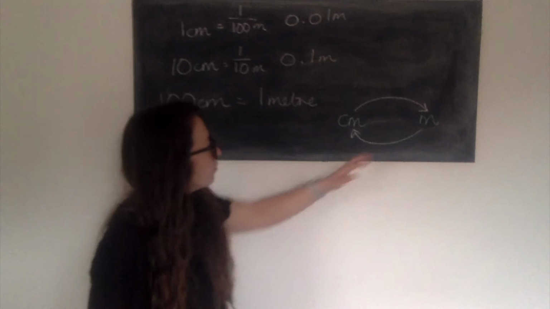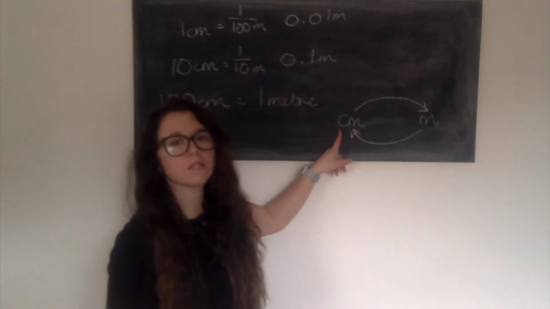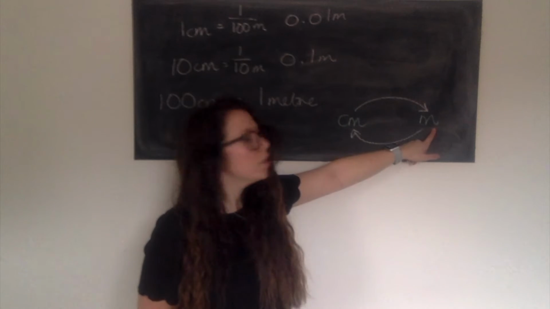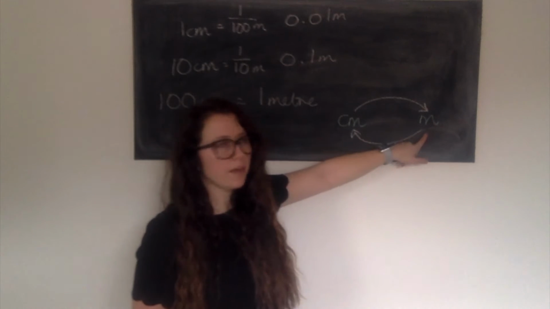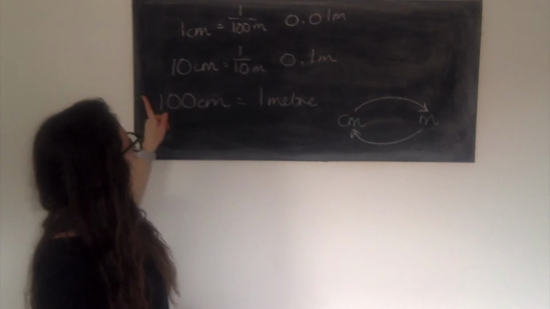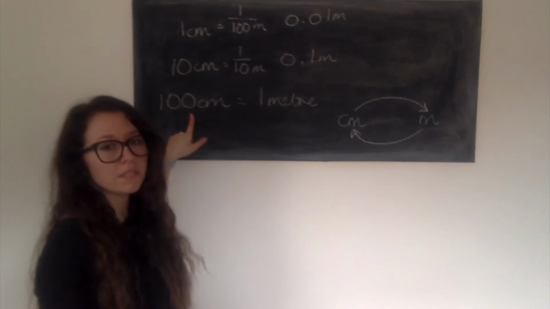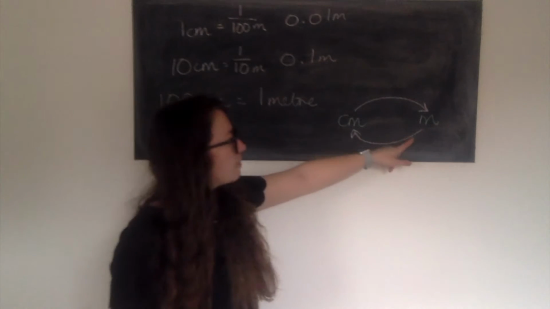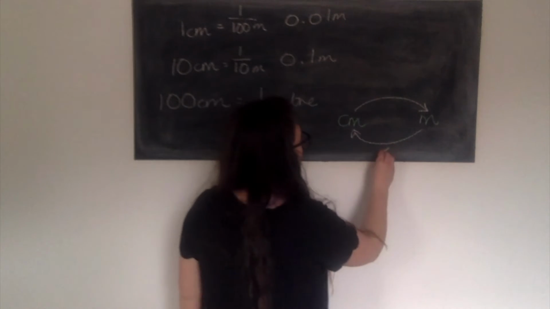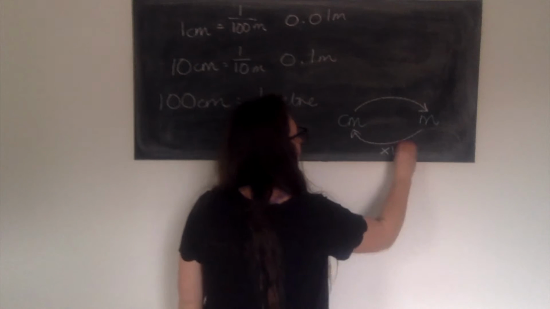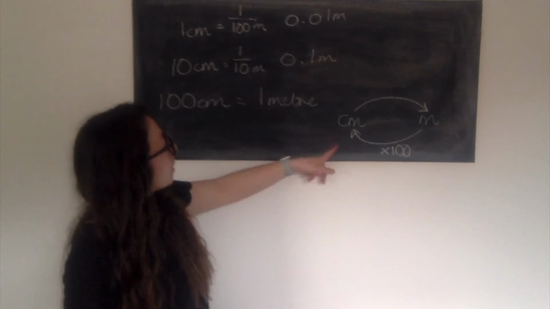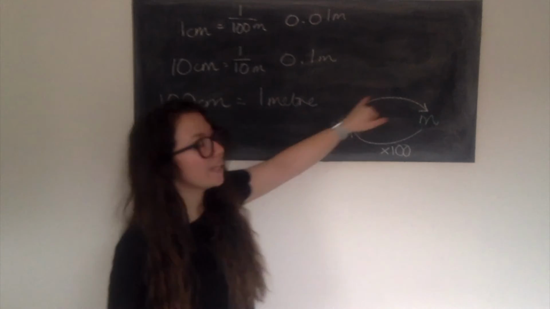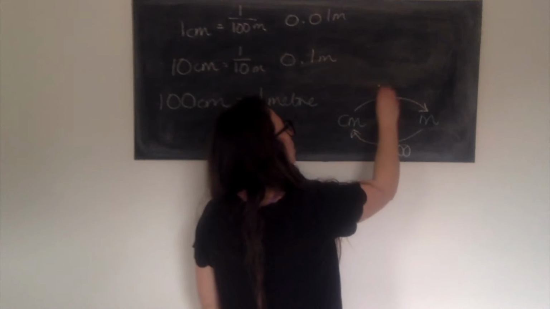So let's think about converting from metres to centimetres. In a metre there are 100 centimetres. So if I've got 1 metre and I need to get to centimetres, then there's 100 times as many centimetres in a metre. So I need to multiply by 100. Then we need to think about the opposite way. If I'm going from centimetres to metres, I need to do the opposite and divide by 100.